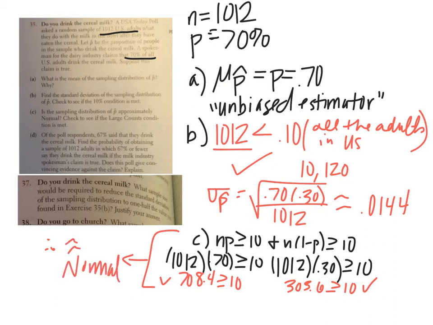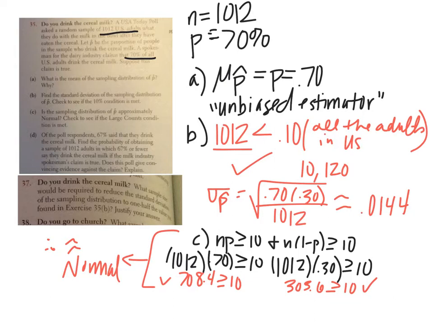All right. Of the poll respondents, 67% said that they drink the cereal milk. Find the probability of obtaining a sample of 1,012 adults in which 67% or fewer say that they drink the cereal milk if the milk industry spokesman's claim is true. Does this poll give convincing evidence against the claim?